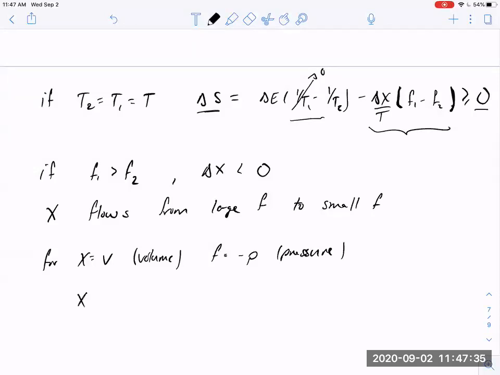If X is the number of particles, we would say that F is mu, the so-called chemical potential. So matter, mass, number of particles, will flow from high chemical potential to low chemical potential spontaneously.